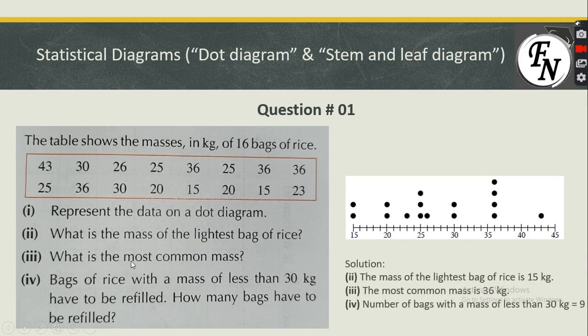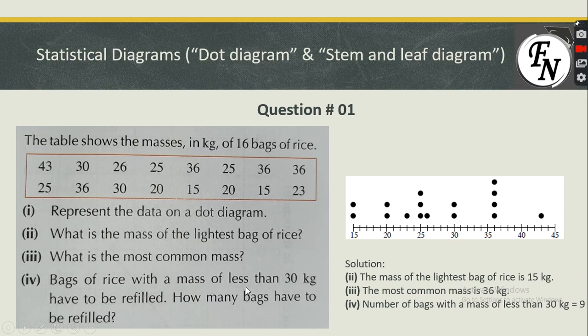And when I talk about the most common mass, I can see that this is the most common mass because it has 4 bags of the same mass, that is 36. After that it is 25 with 3 bags. So my answer is 36, as we have 4 bags, the most bags of the same mass.